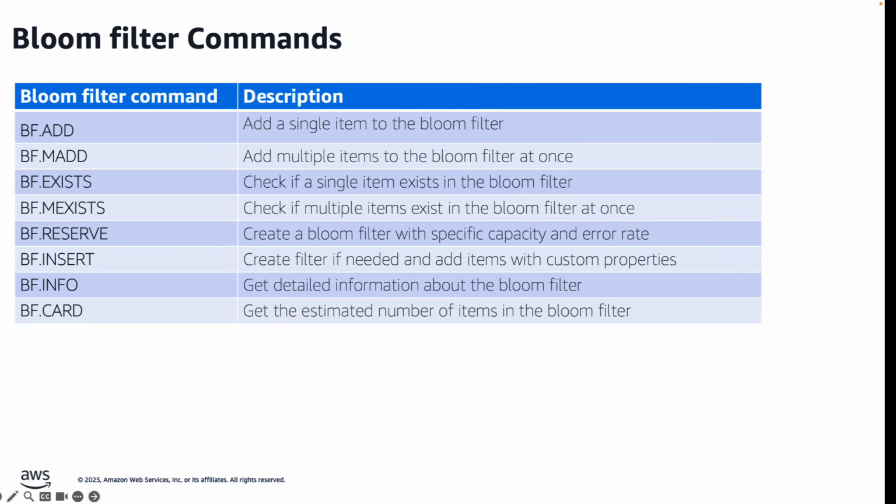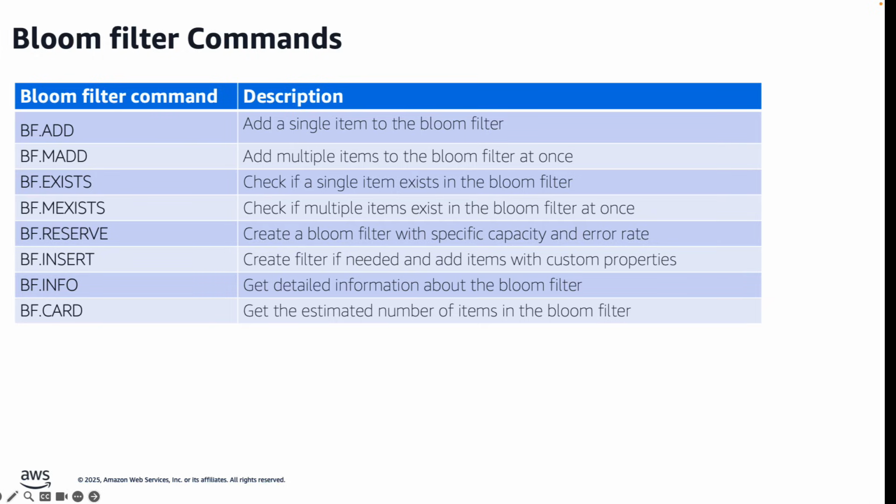bf.insert is the most flexible command. It can create the filter if it doesn't exist and allows you to specify advanced properties like custom seeds or validation parameters. It's particularly useful in application startup scenarios. bf.info is your monitoring and debugging tool. It shows capacity, current size, number of items, actual error rate, and scaling information. Use this to monitor filter health and plan capacity.